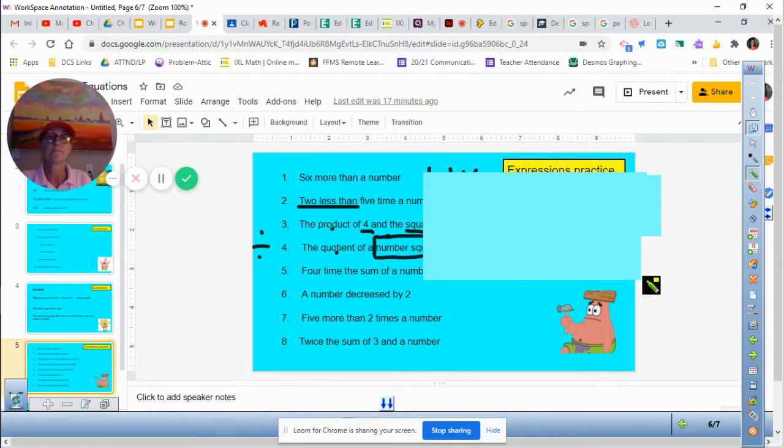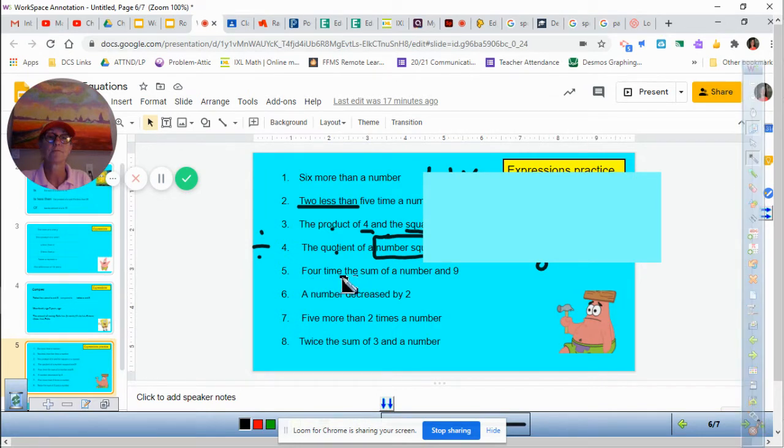Again, I'm going to cover this up so we're not getting confused here. All right, let's do this. 4 times what? 4 times a sum. So I've got to do the sum before I can multiply it by 4. So let's go and see what I'm multiplying.